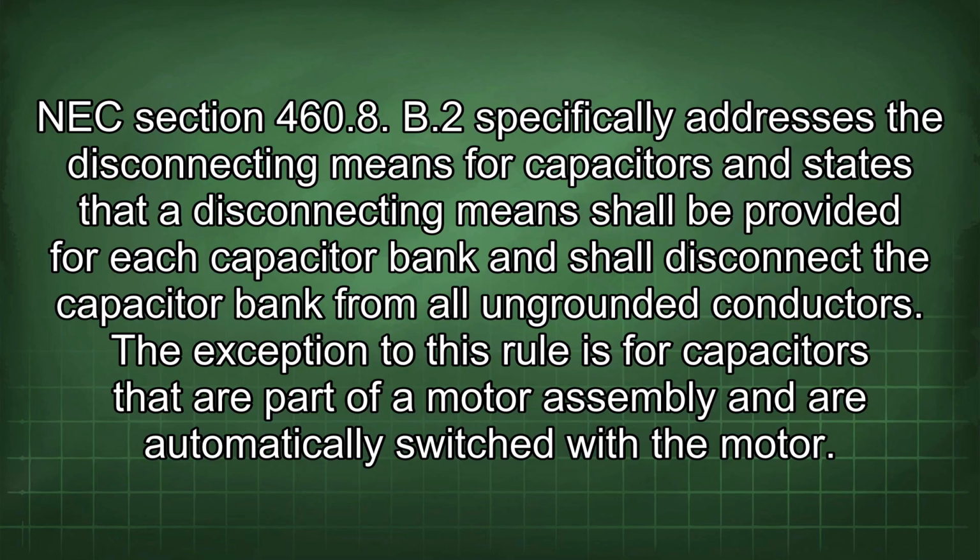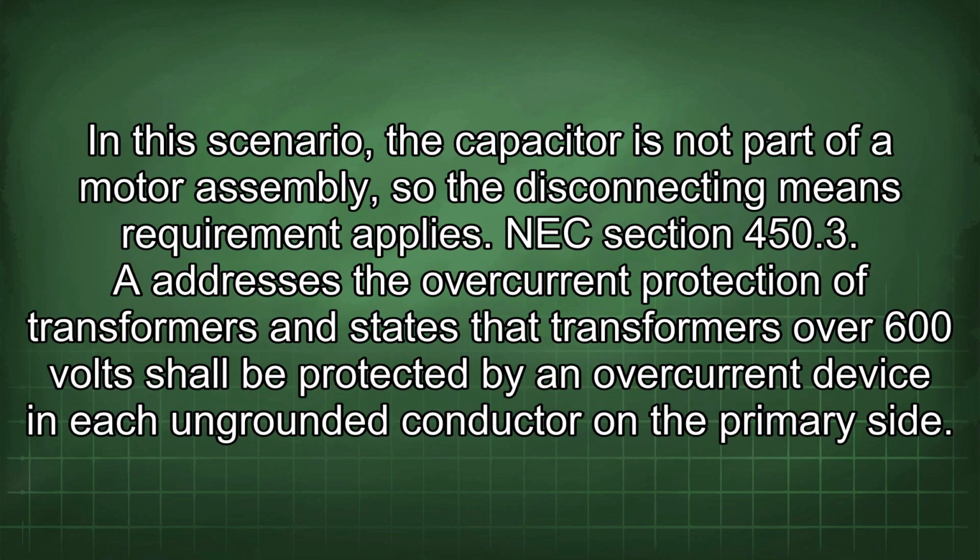460.8(B)(2) specifically addresses the disconnecting means for capacitors and states that a disconnecting means shall be provided for each capacitor bank and shall disconnect the capacitor bank from all ungrounded conductors. The exception to this rule is for capacitors that are part of a motor assembly and are automatically switched with the motor. In this scenario, the capacitor is not part of a motor assembly, so the disconnecting means requirement applies.